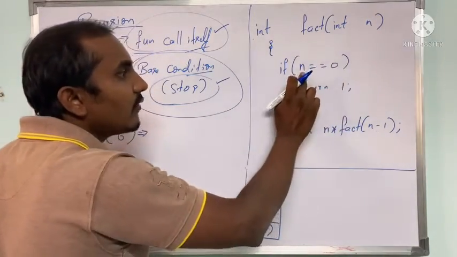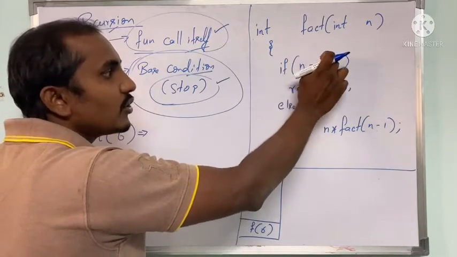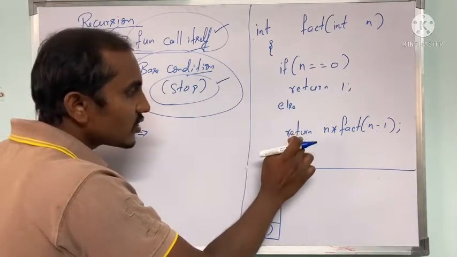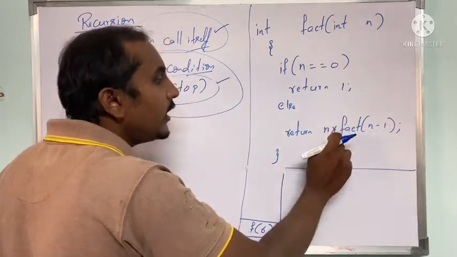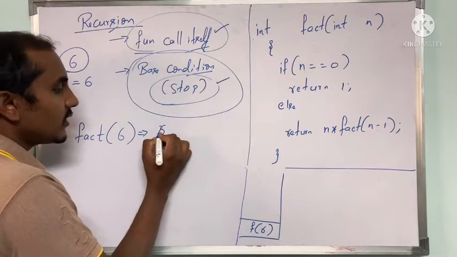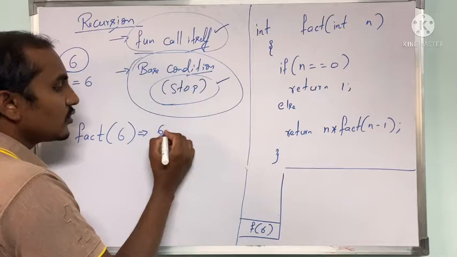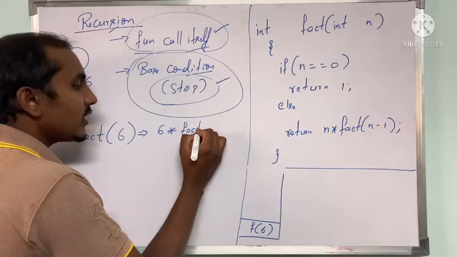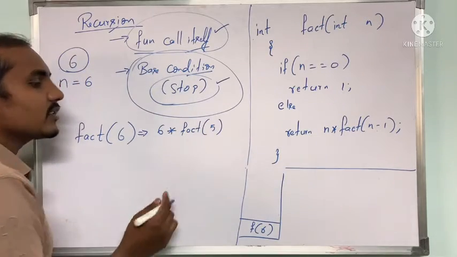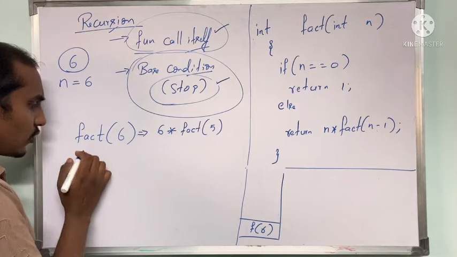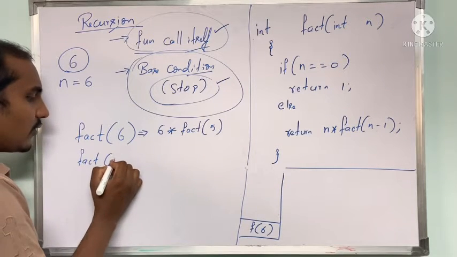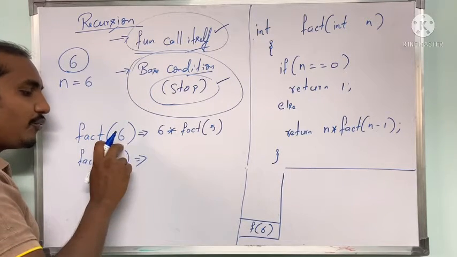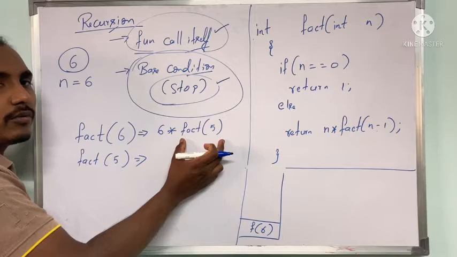So for fact of 6, we are going to check whether n is equal to 0, that is 6 equals 0, which is false. If 6 is not equal to 0, then we come to the else section. In the else section, we return n into fact of n minus 1, so 6 into fact of 5. I am calling this function fact again with a different value, 5. Now this is the second function call. So if I want to find fact of 6, I need to first find fact of 5.